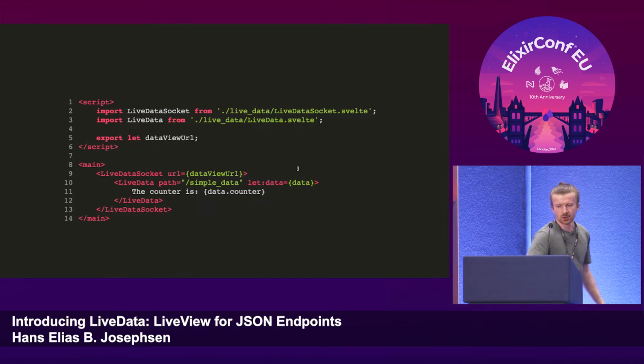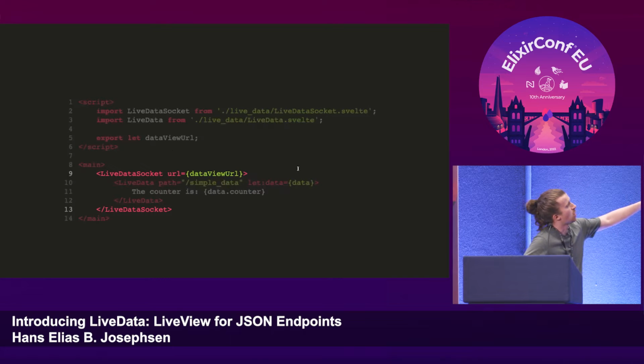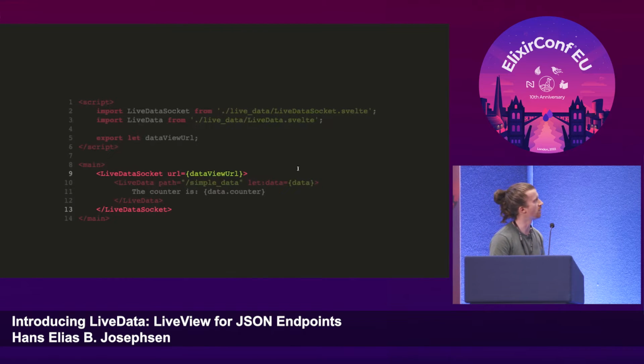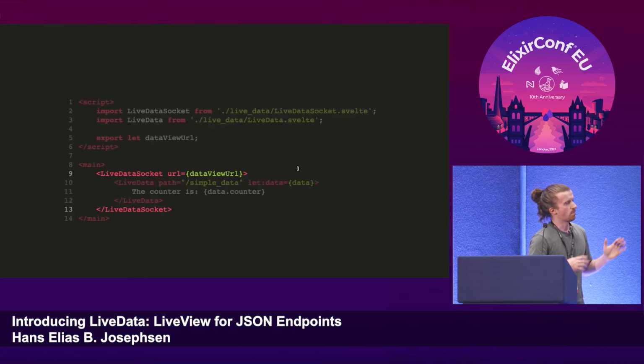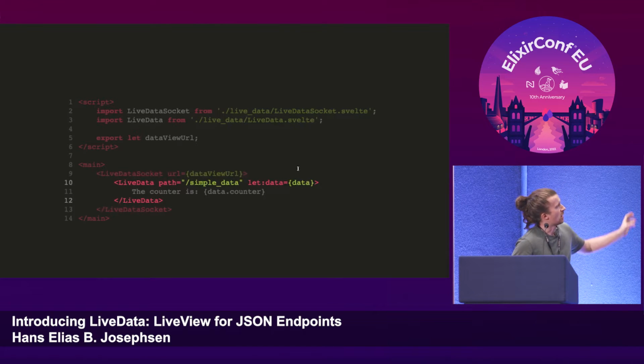So what's going on here is that there's a LiveData socket component in your Svelte code. What this does is it connects to the Phoenix channel. It's over Phoenix channels, just like LiveView. It connects to that and then provides that socket to the children. Then below, there's the LiveData component, which connects to the specific LiveData endpoints using that socket. And you see the path there for the LiveData, which is /simple data.